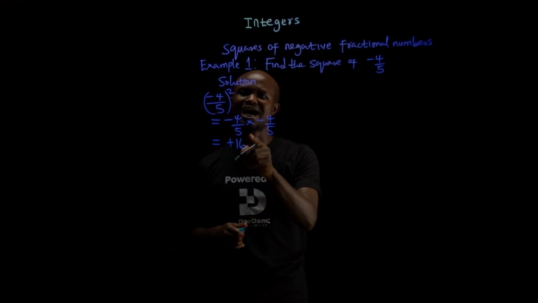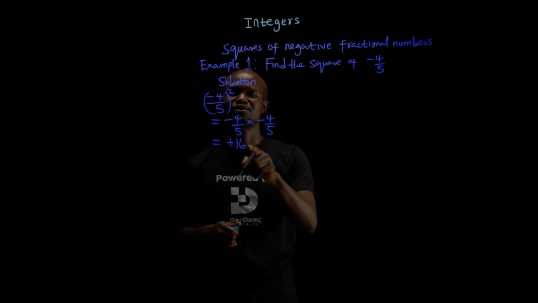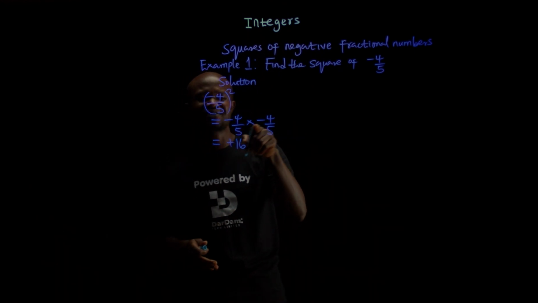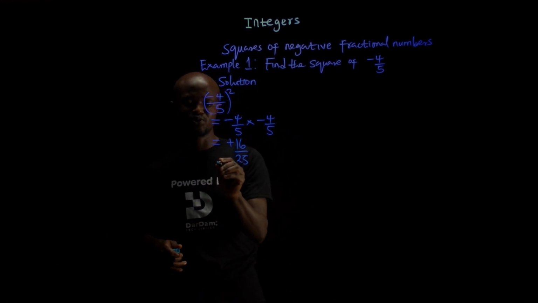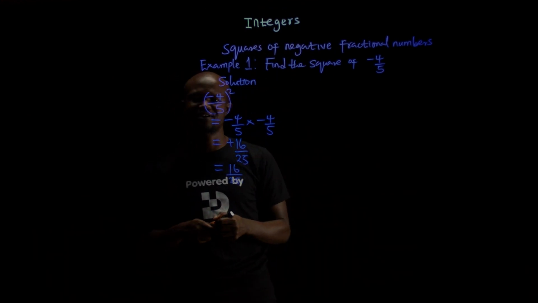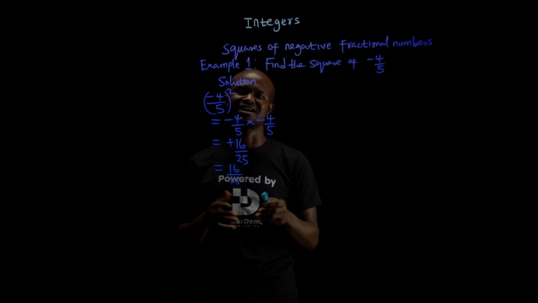16. Why? That's for the numerator. Why for the denominator? 5 times 5, what do we have? That is 25. So it's the same thing as writing 16 divided by 25. So that is the answer to the question.